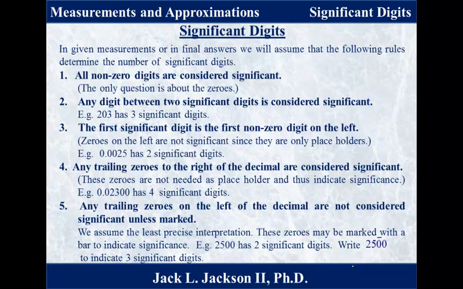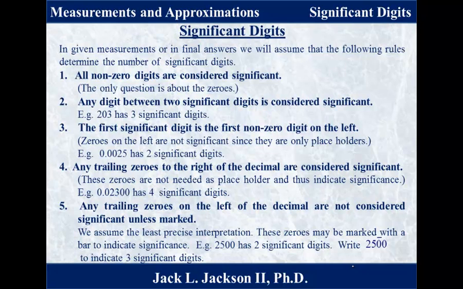So any digit between two significant digits is considered significant. So for example, 203 has 3 significant digits. The 2 and 3 are automatically significant because they're not zero. The 0 is significant because it's between two significant digits. So that's a 3 significant digit number measurement.